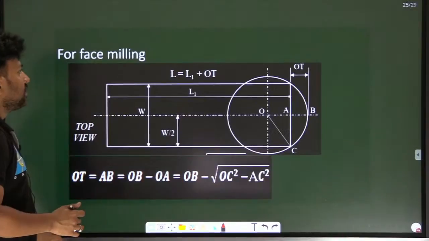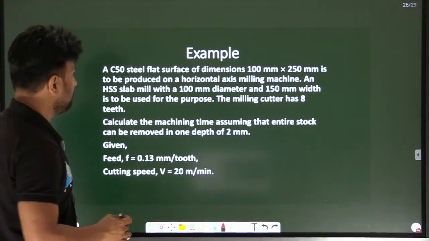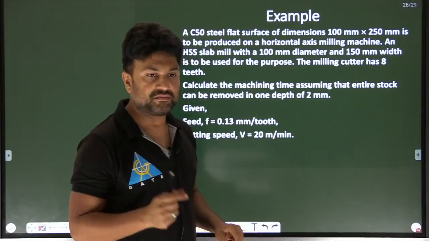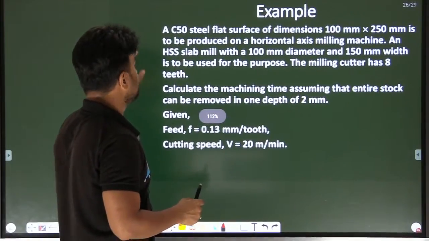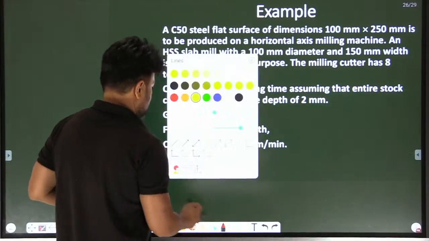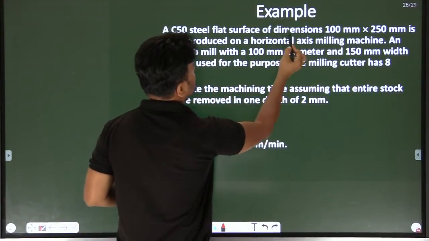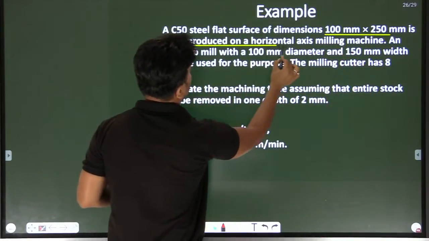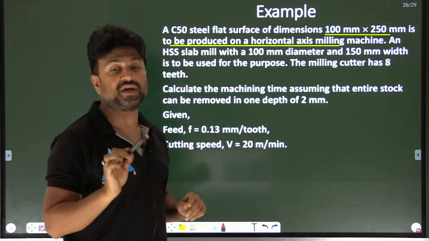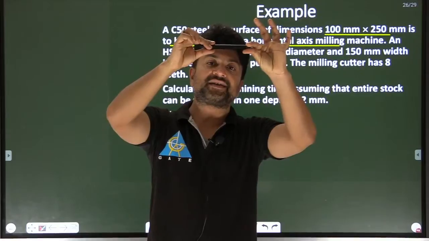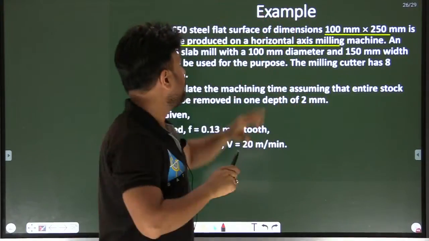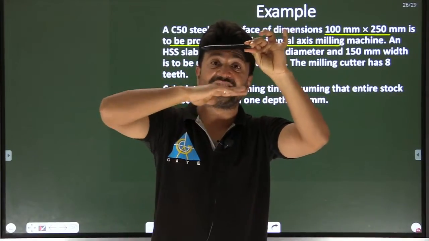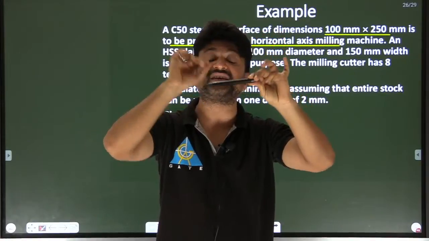Now I am going to start one numerical. It is a simple numerical, then after I will do a difficult one. A steel flat surface of dimension 100 by 250 mm is to be produced on a horizontal axis milling machine. Horizontal axis milling means the milling cutter axis is horizontal, parallel to the machine surface, so it is a peripheral milling.